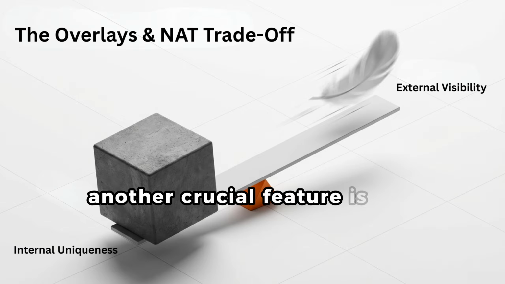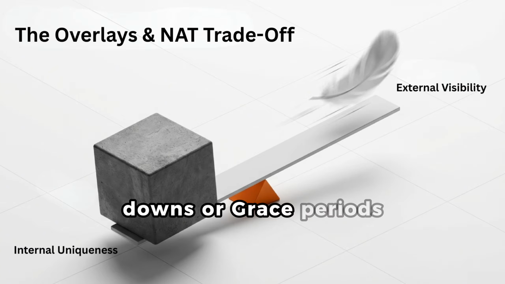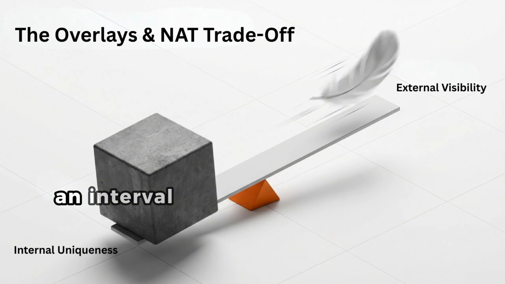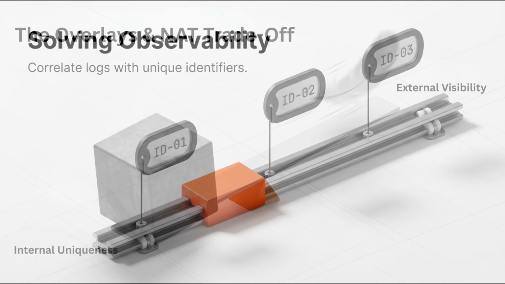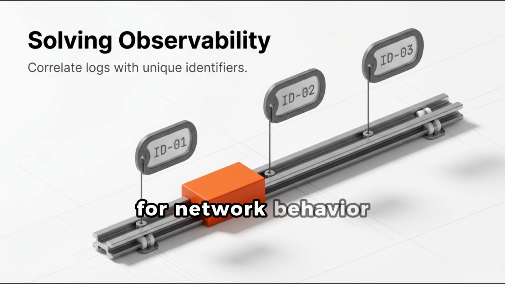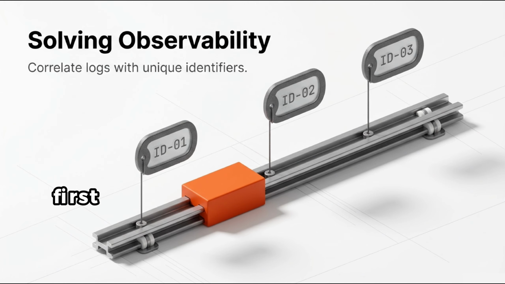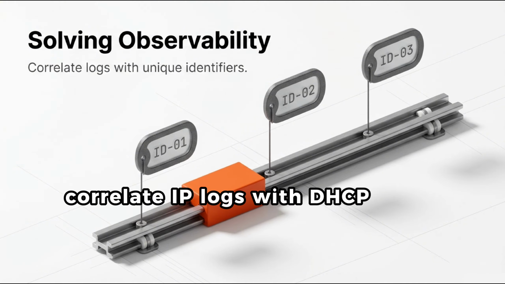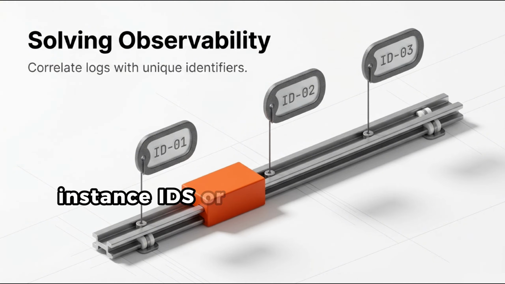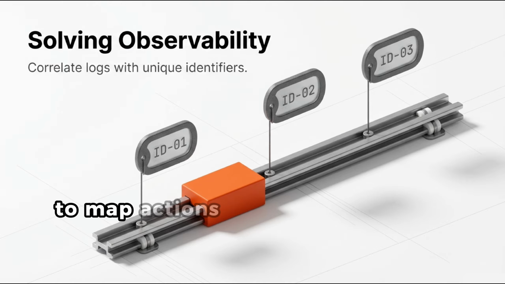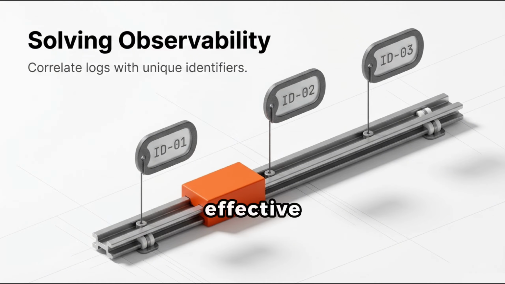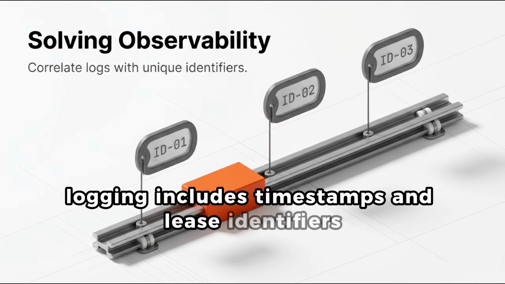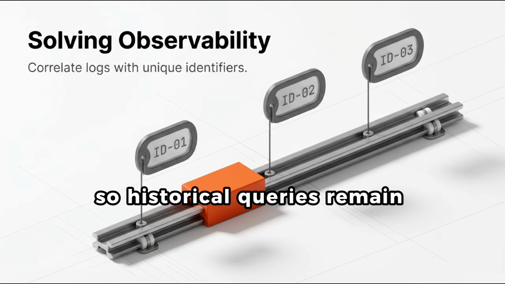Another crucial feature is the existence of cooldowns or grace periods. Many systems implement an interval during which a recently released address is not immediately reassigned, reducing risks of collision or stale state. What are the practical implications for network behavior and operations? First, observability needs to account for reuse. Correlate IP logs with DHCP lease records, instance IDs, or authenticated user tokens to map actions to the correct entity. Effective logging includes timestamps and lease identifiers, so historical queries remain meaningful.